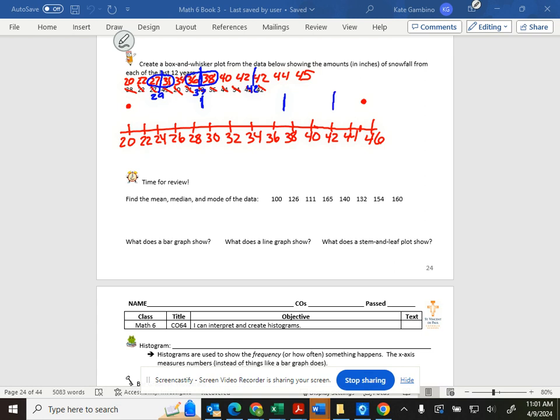Can I fill in my box and my whiskers now? Yeah. This is the median of them all. So there is my box. And my whiskers go out to that minimum and the maximum.